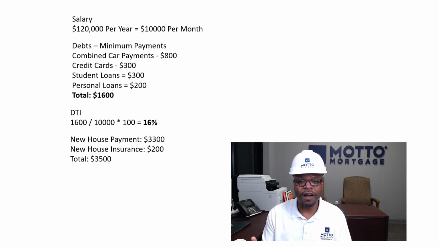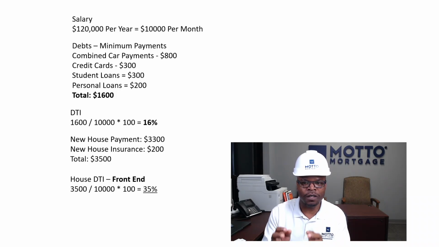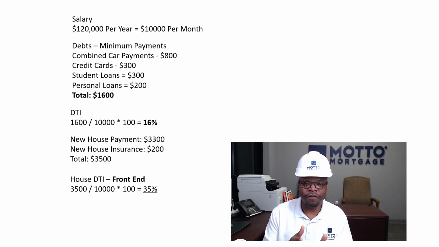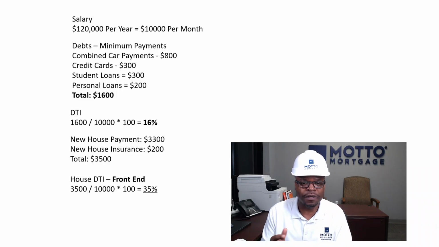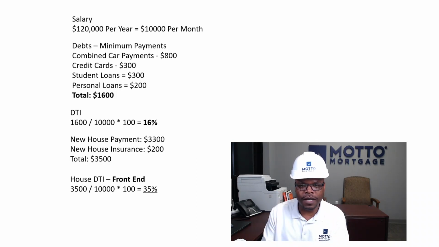So this $3,500 a month, this is what we call your front end DTI ratio. It is the ratio for just the house alone. And in many cases, you want to keep that front end under 35. There are some cases where it may go up to as high as 47. It really depends on the program. But conservatively, if you're in the 35% range, you're doing pretty good. And so now your front end is 35%, is a 35% DTI.